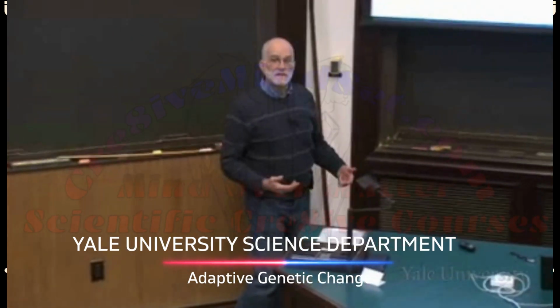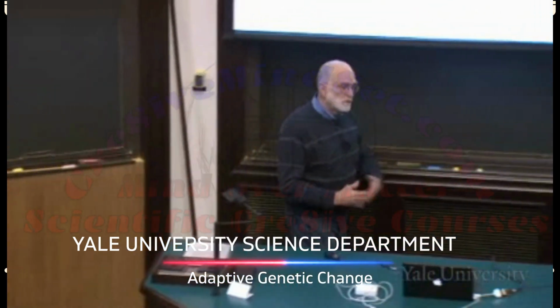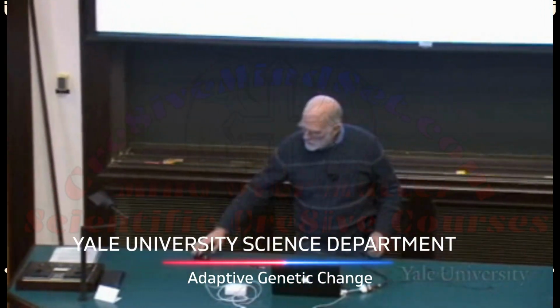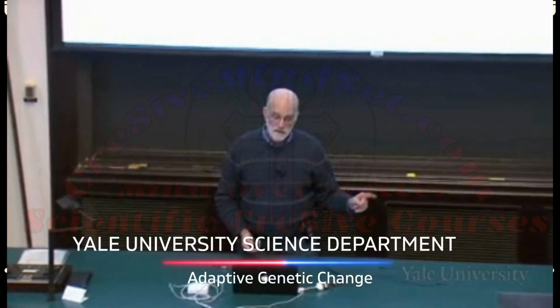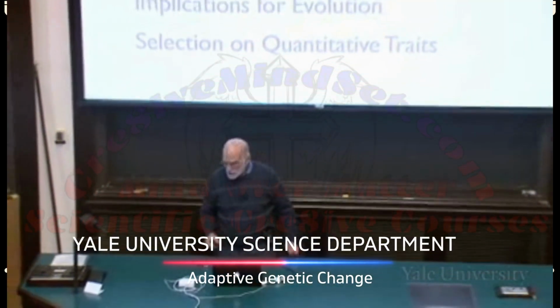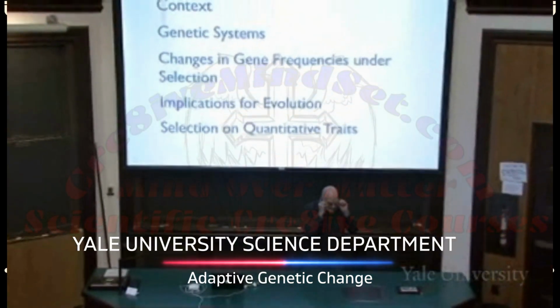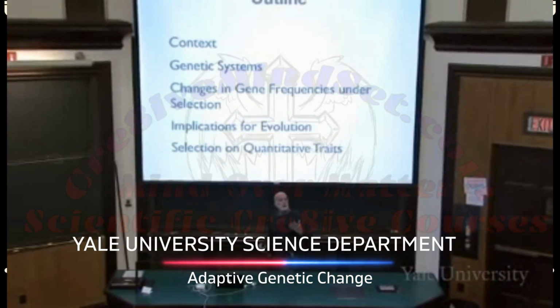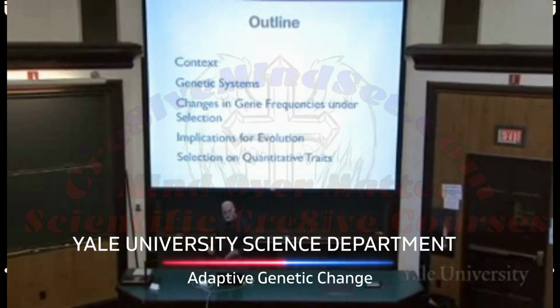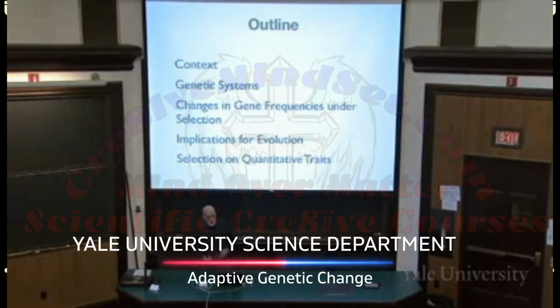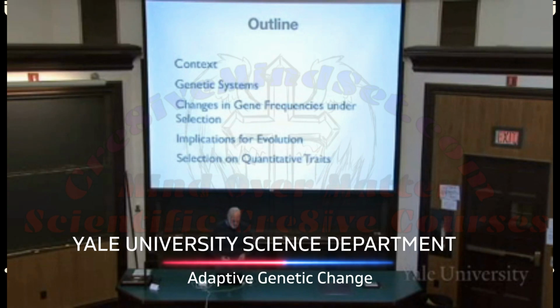Now, if you like this, there's a whole field there. There's a whole bunch of wonderful stuff that you can do. But these are the things that everybody, I think, should know. So here's the outline. I'm going to give you the context, the historical context, that led to the concentration on genetics in evolutionary biology. I'll talk a little about the main genetic systems. Then I'll run through changes in gene frequencies under selection.